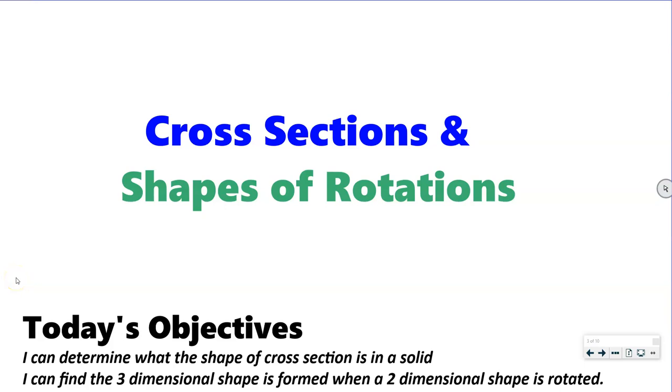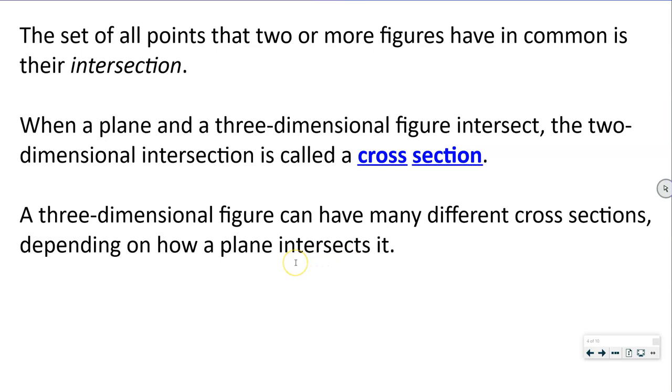So in this video today, we're going to talk about cross sections and shapes of rotation. By the end of the lesson, you're going to be able to determine what the shape of a cross section is in a solid, and you're going to be able to find the three-dimensional shape that's formed when a two-dimensional shape is rotated.